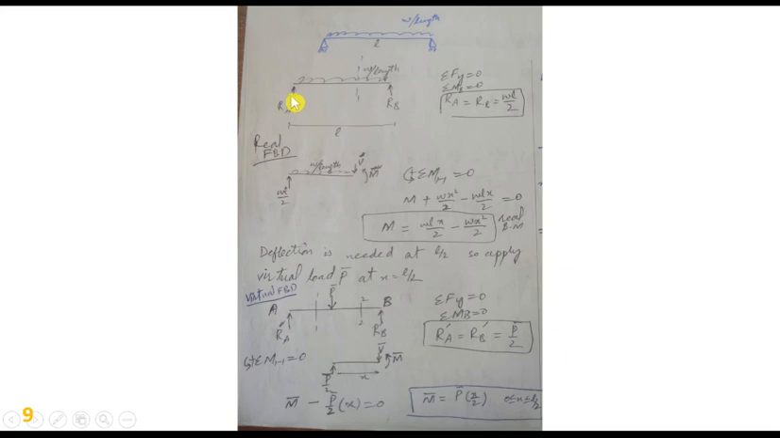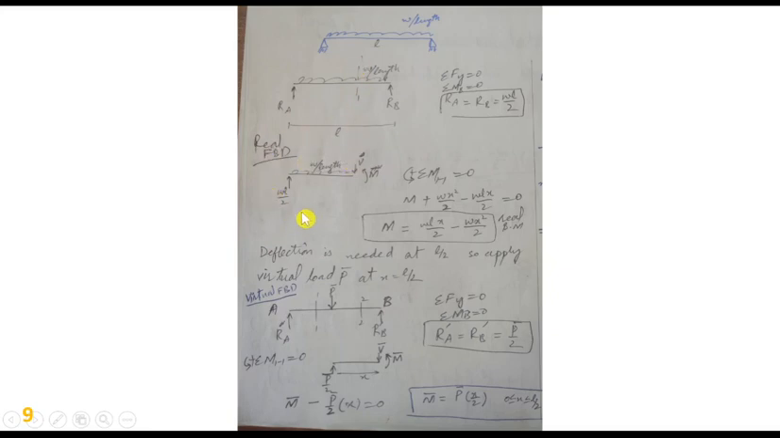First of all, we draw the diagram and find the reactions, which are easily found to be wL over 2. Then we draw the real free body diagram, taking the section 1-1. Why are we taking only one section? Because the loading is continuous. If there was a loading discontinuity, we would split the case into 0 to L by 2 and L by 2 to L, but here the whole length is considered, taking one section 1-1.